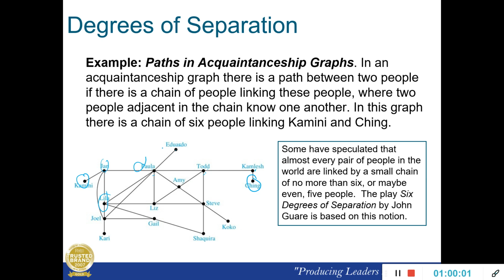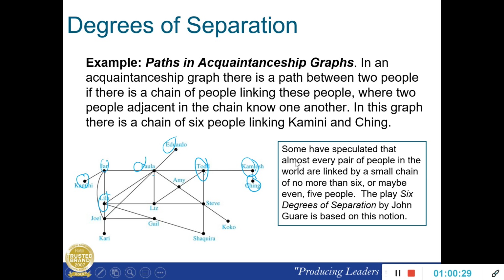1, 2, 3, 4, 5, and 6 between Kamini and Ching. In this graph, there is a chain of 6 people linking Kamini and Ching. So you can visualize this as your Facebook, okay? Degrees of separation or acquaintanceship graph, like your Facebook or LinkedIn, whatever social media, Instagram.